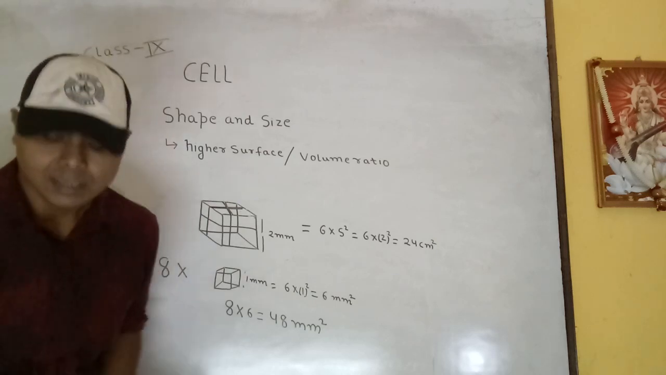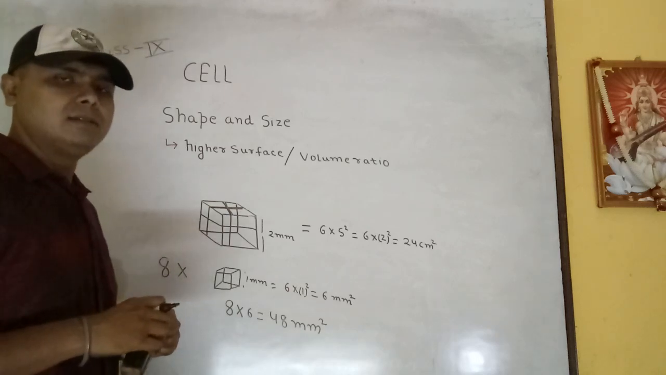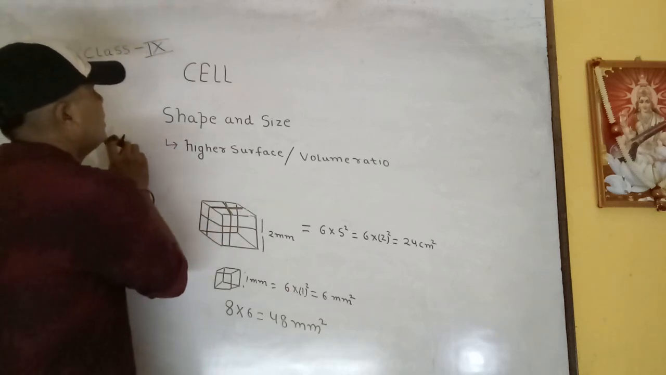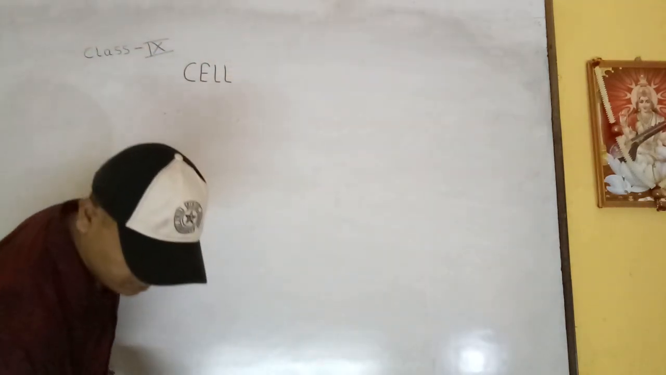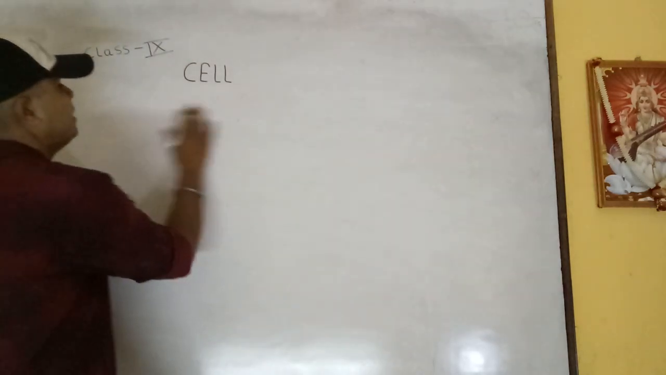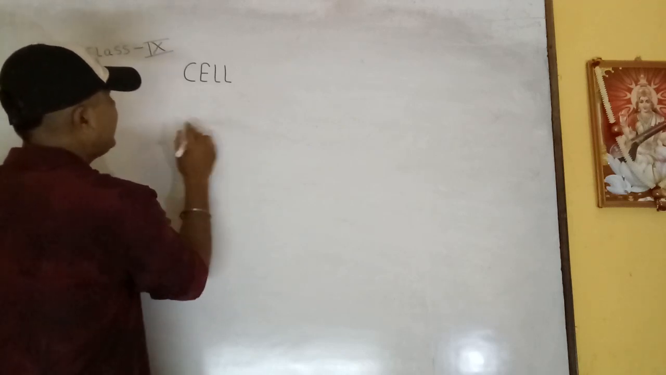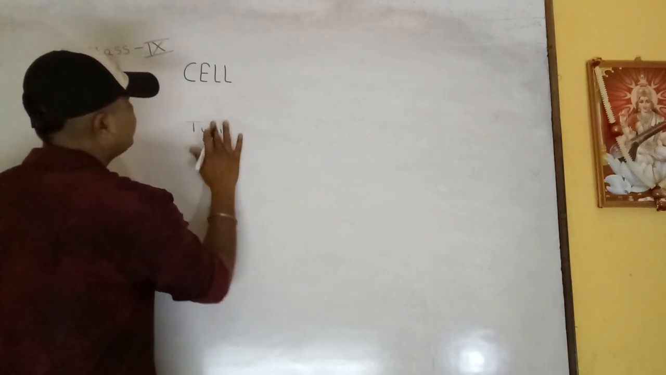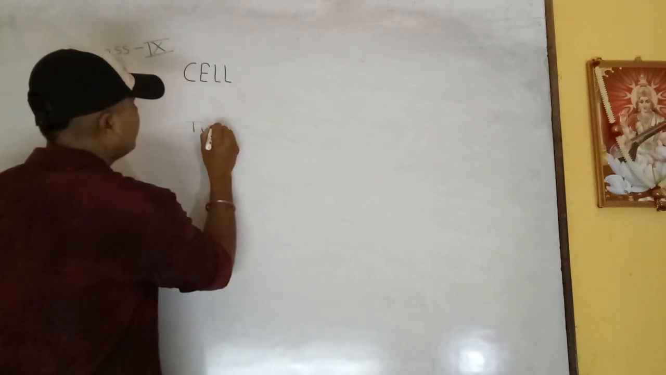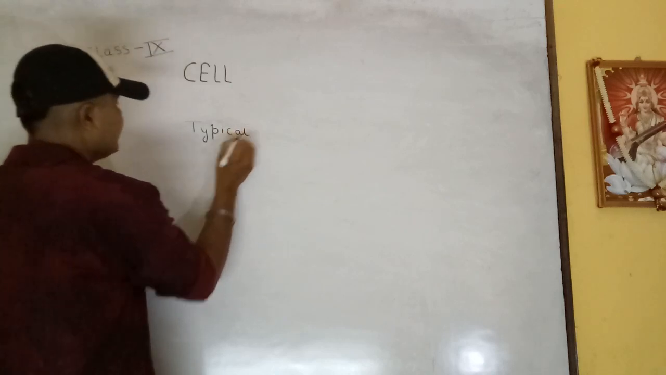Now let us discuss the structure of a typical cell. Here we are not demarcating it into animal cell or plant cell. In class 8 we have already studied about plant cells and animal cells. But now we are discussing the cell in general.